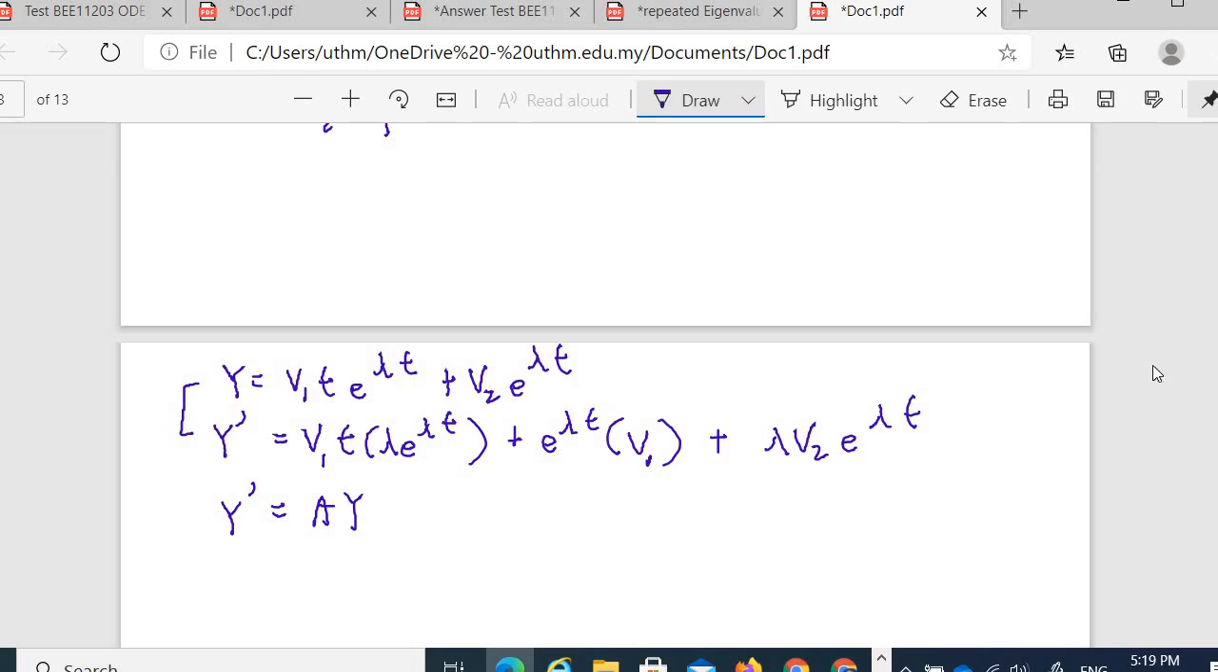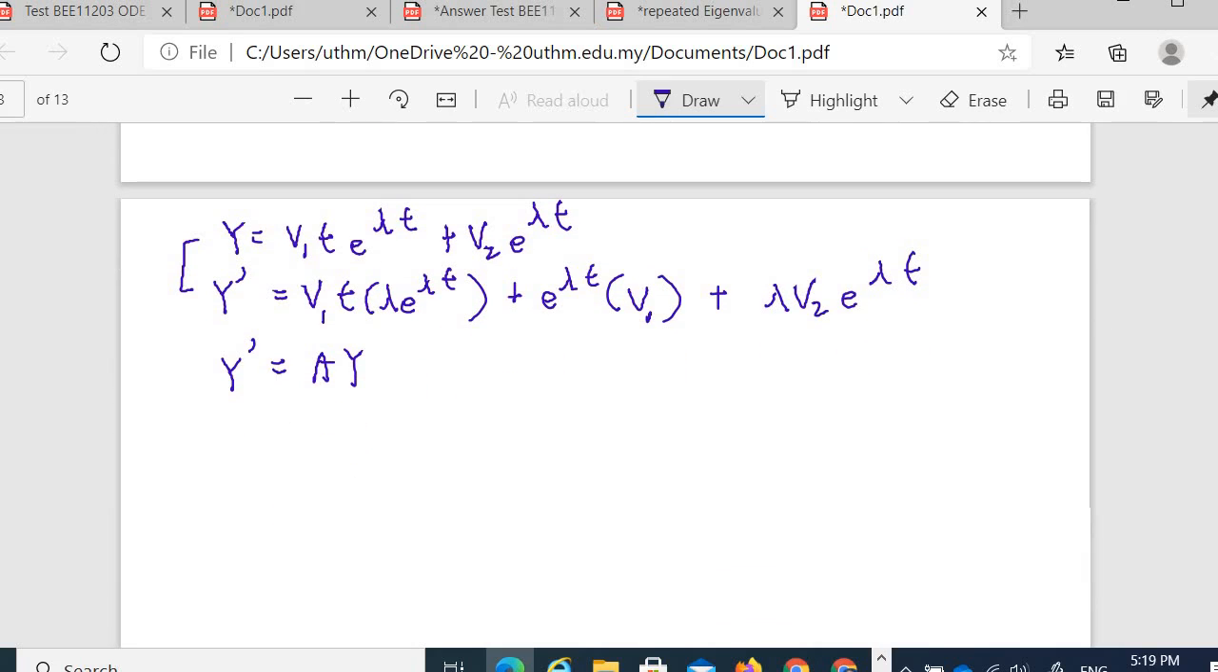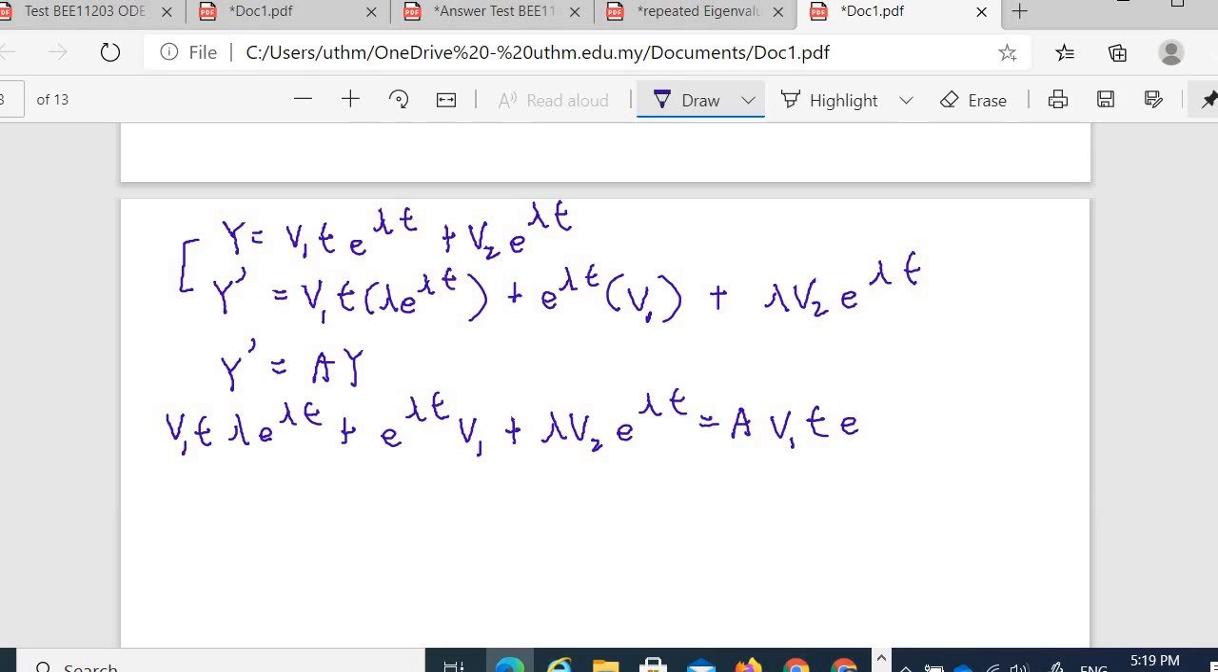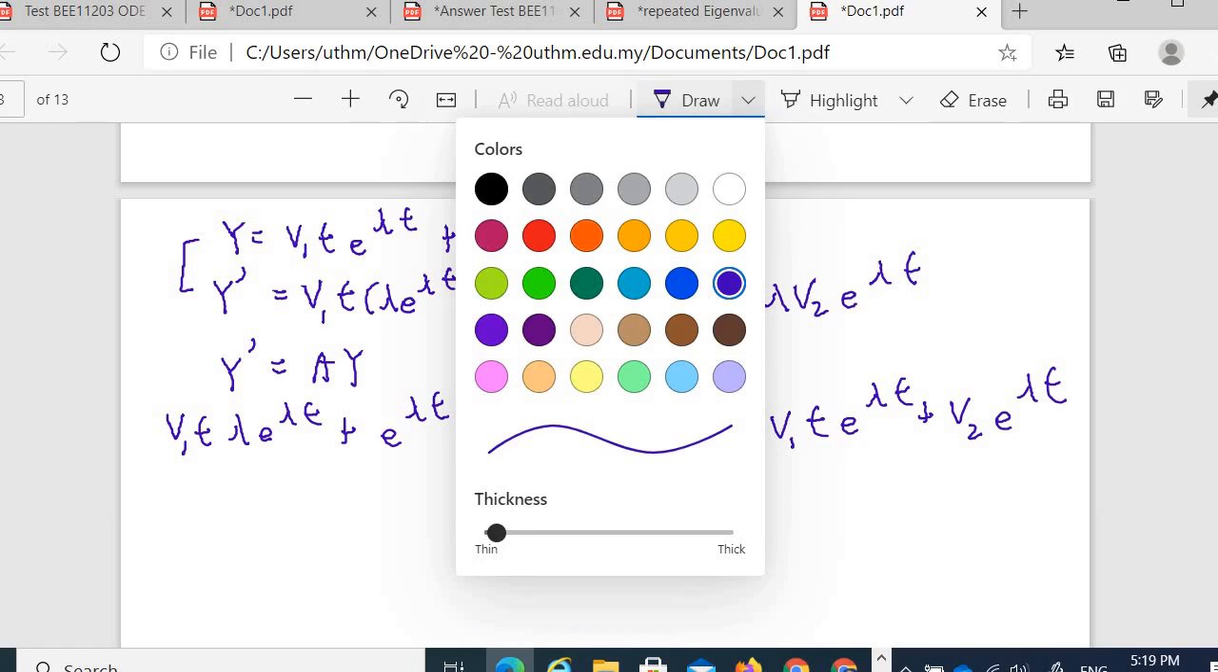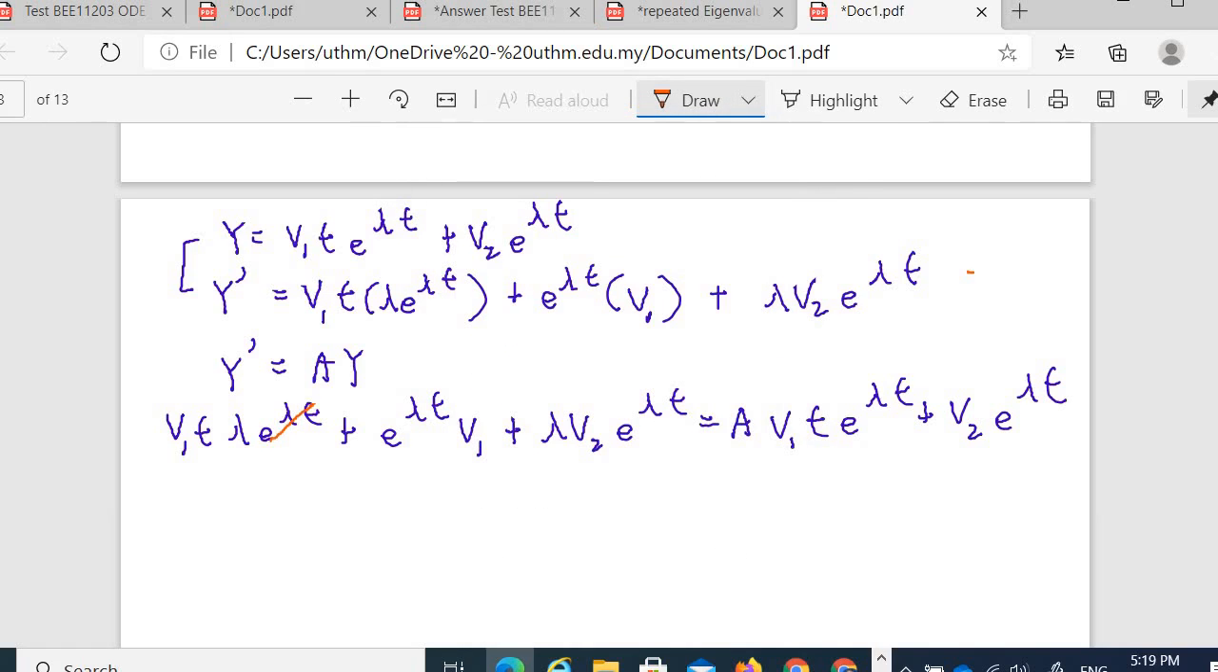y prime equal to ay. So y prime is this one. We have v1 t lambda exponent lambda t plus exponent lambda t v1 plus lambda v2 exponent lambda t, equal to ay, which is actually v1 t exponent lambda t plus v2 exponent lambda t. And then we can cancel out the exponent lambda t.